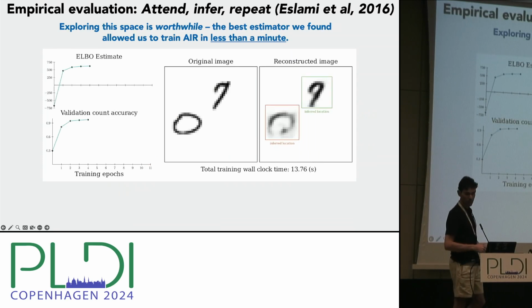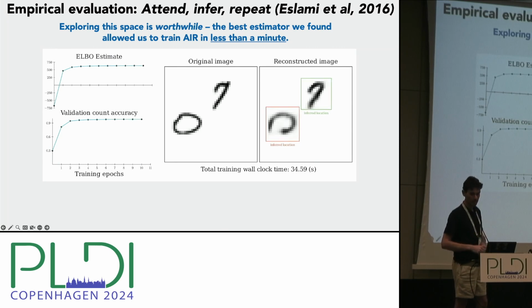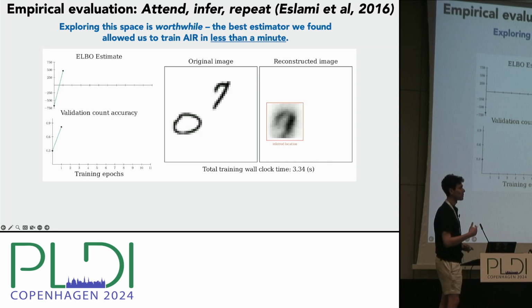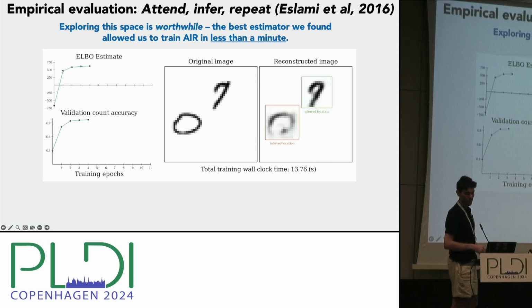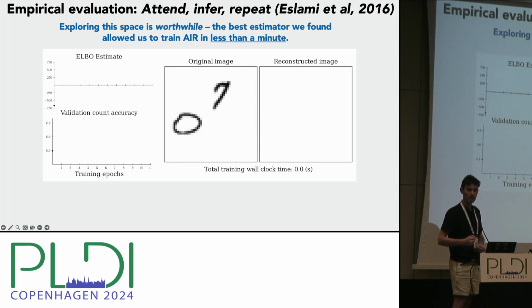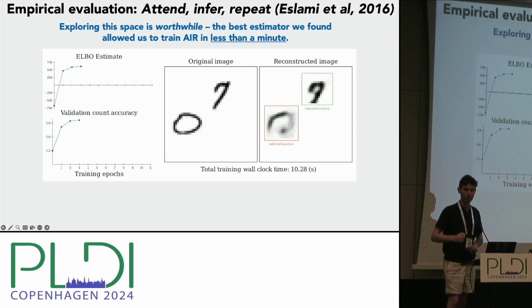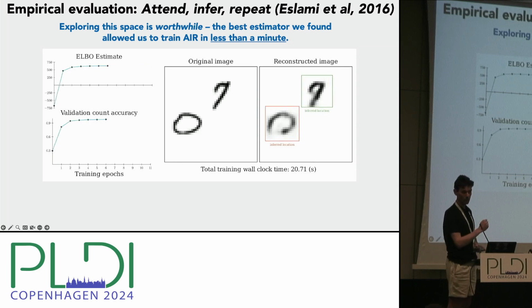Here's an animation of training using one of these new algorithms. On the left-hand side, we show the same objective and accuracy plots from the slide before. On the right-hand side, I'm showing the original image next to the reconstructed image using the AIR model. Each frame in the animation illustrates a different checkpoint in training. At the bottom, I'm showing the wall clock training time.